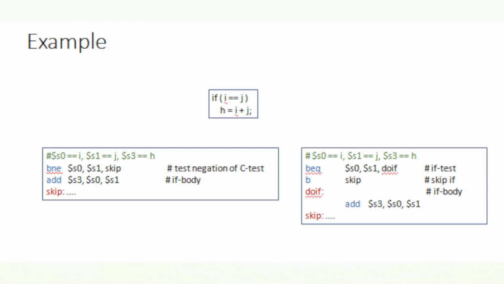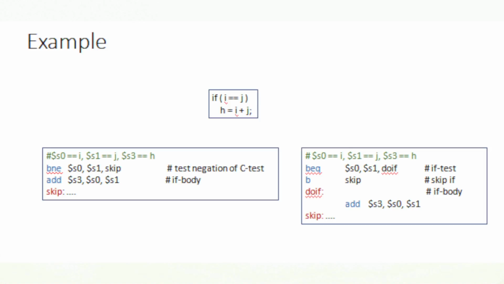Let's do some examples. Suppose you have to write MIPS code for this question: if i equals j, then h equals i plus j. In this case, we will use branch equal to. We take $S0 for i, $S1 for j, and $S3 for h. Here, we are using branch equal to.